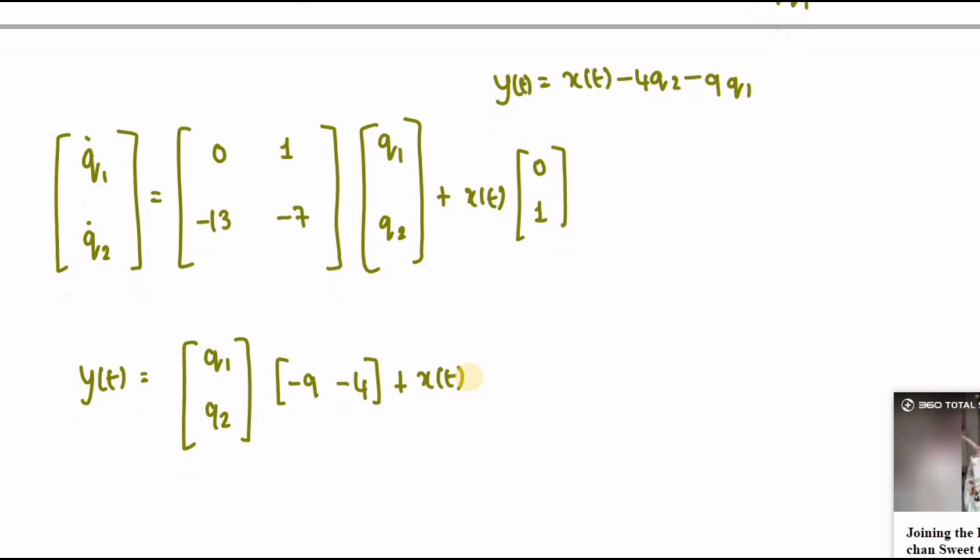Okay. So this is nothing but your output matrix. This is called as output matrix. And this one is called as state matrix. And this is called as output equation, right?